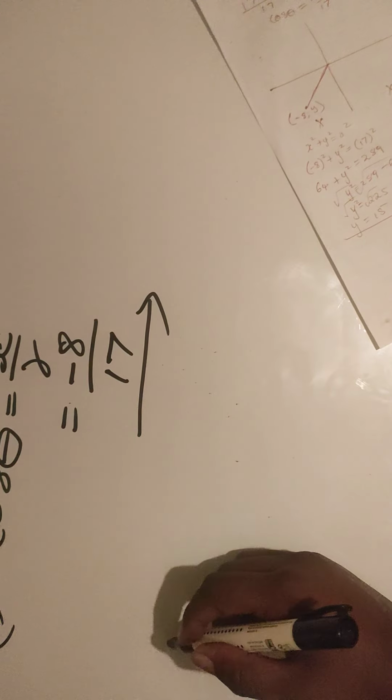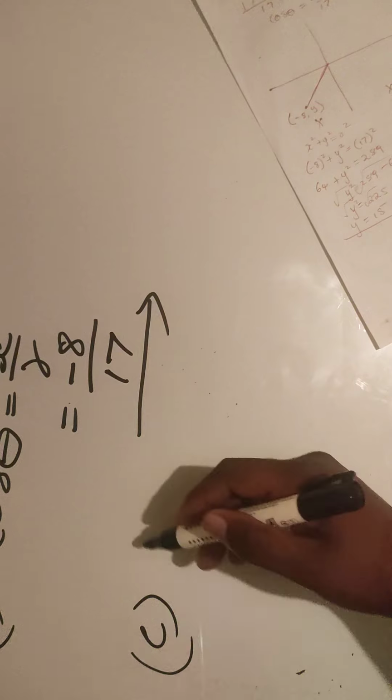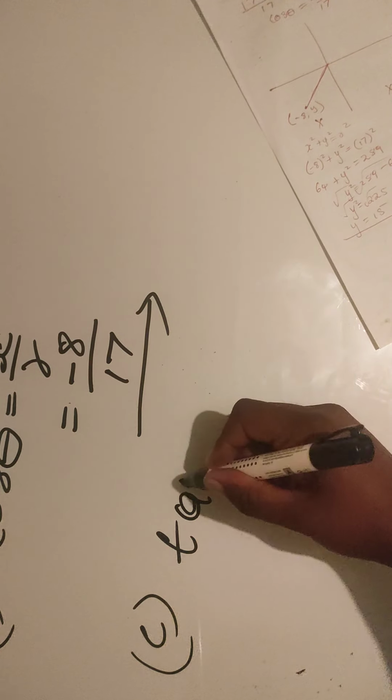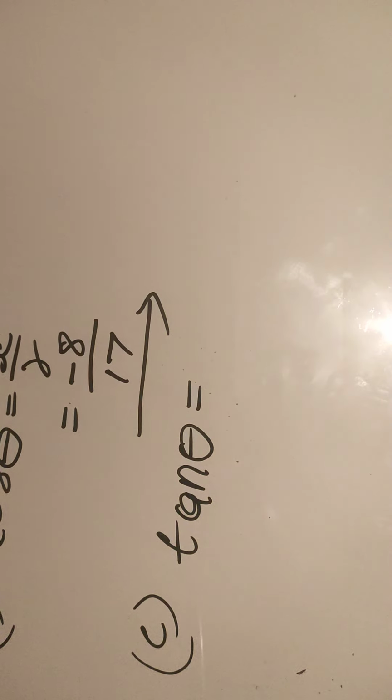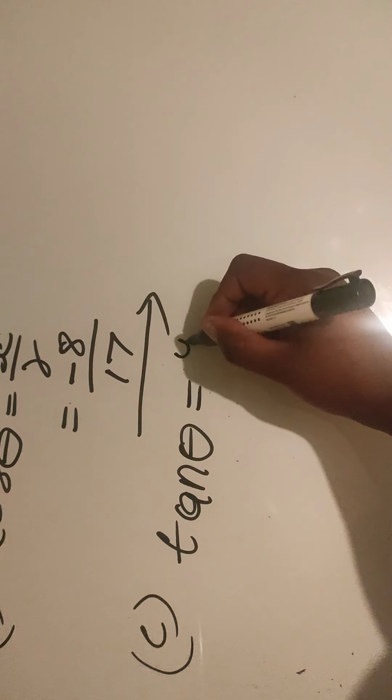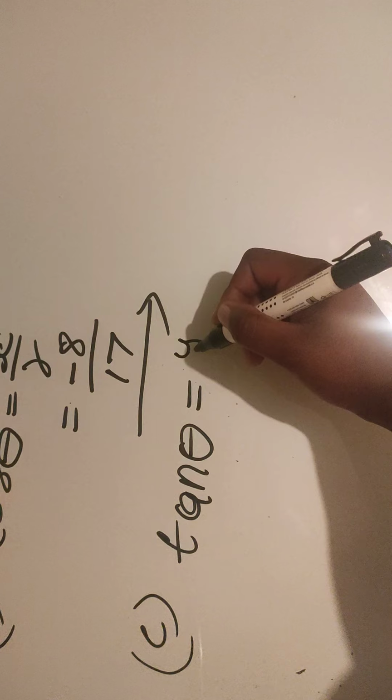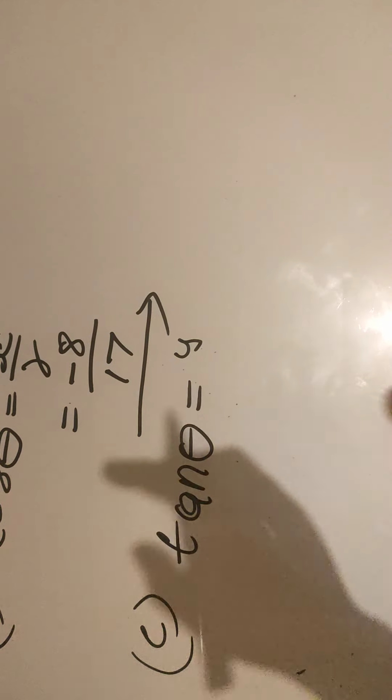Let's have a look at maybe tan theta. Tan theta is y over x. Oh, we have already done this one. So yeah, let's stick with B.